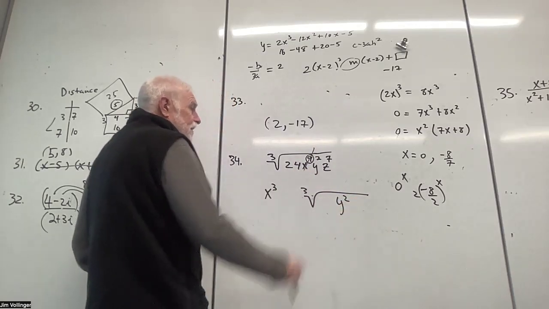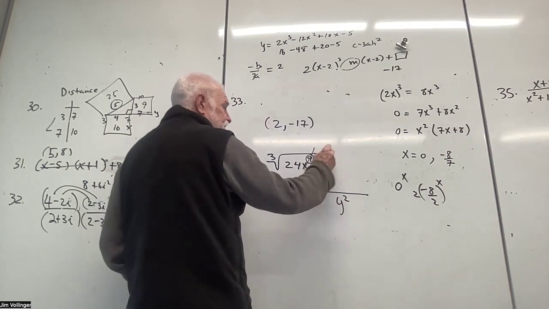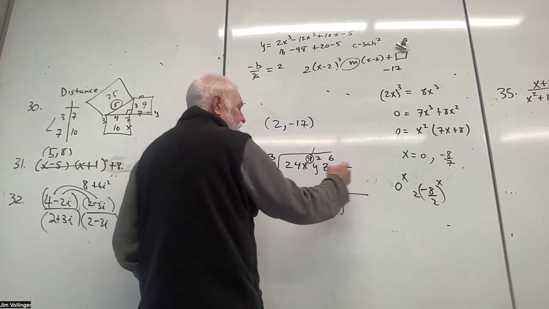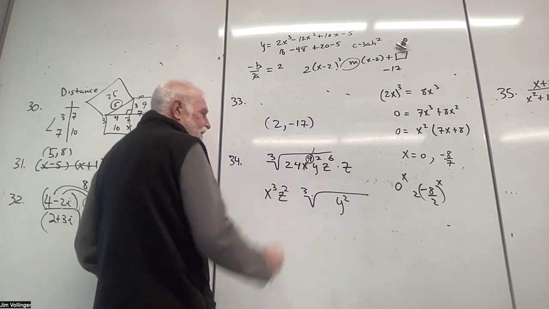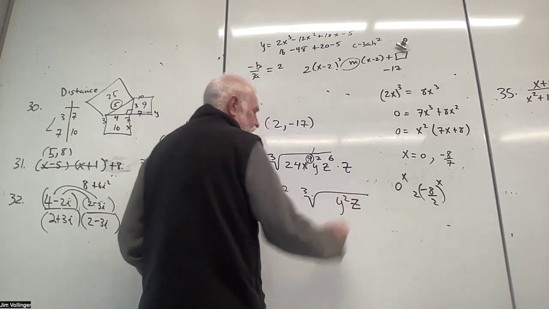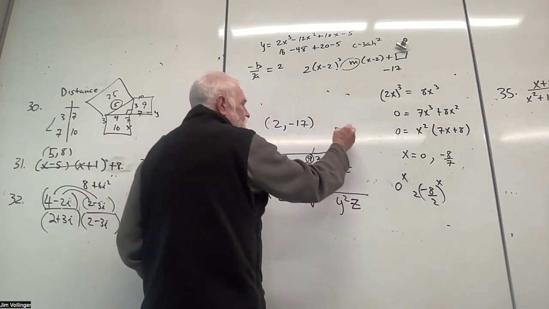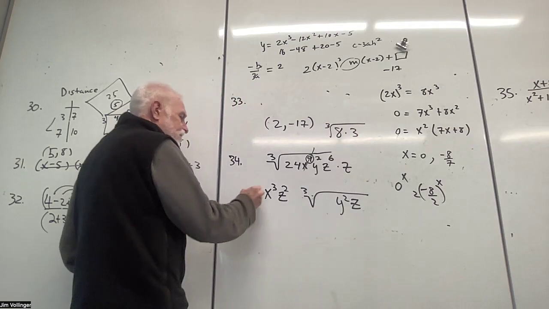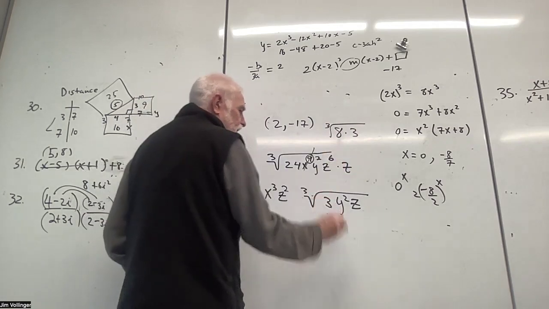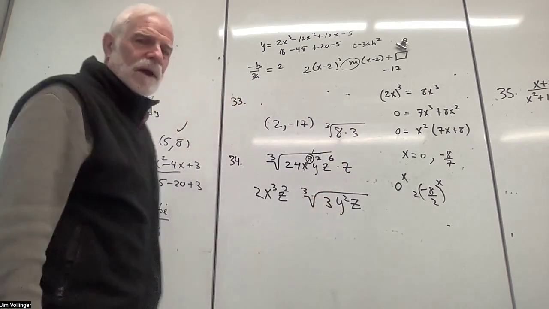Can't rename that. Z to the 7th is z to the 6th times z. Well, that's a nice multiple of 3. So I can take z squared out, and I can leave a z in. And then 24, I hope you see, is 8 times 3. And what's the cube root of that? I can take a 2 out. I can leave a 3 in. All right, we talk about more than that in class as we do the problems.